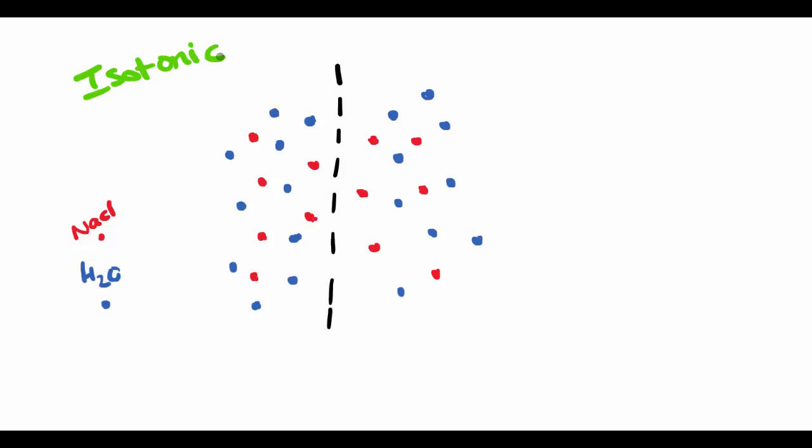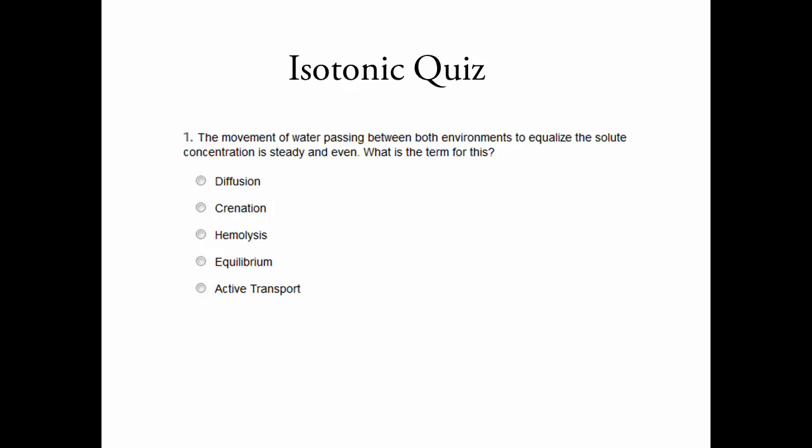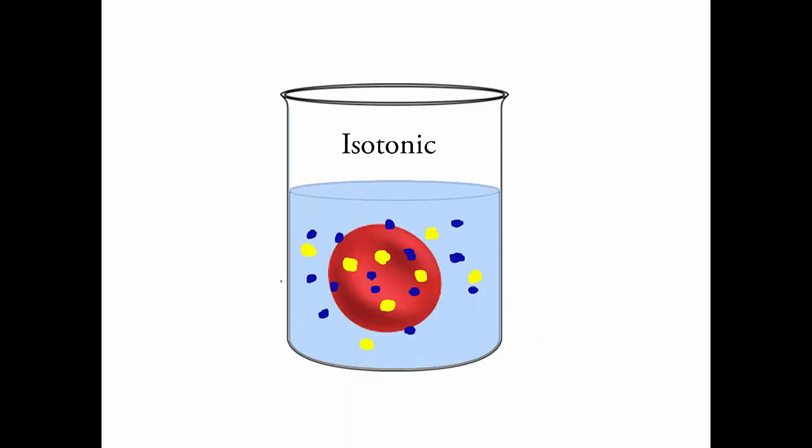Isotonic solutions involve two environments: the environment that is inside the cell and the environment that is outside the cell. The left side is our cell. The dissolved solute concentration is the same in both environments. Before we move on, answer this question. The movement of water passing between both environments to equalize the solute concentration is steady and even. What is the term for this? Equilibrium. Let's see this in action.